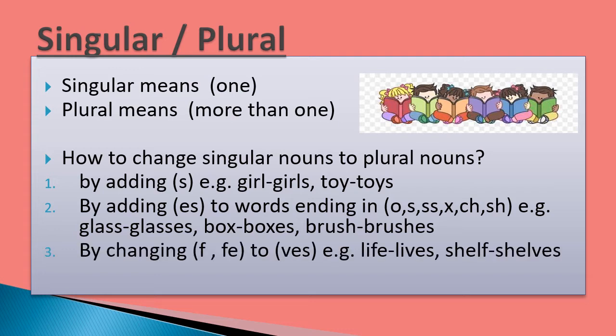Coming to the next point. The nouns which are ending in f or fe, in those nouns we use ves in the plural form. We don't use s or es, we use ves in place of f or fe. For example, life, lives, shelf, shelves, loaf, loaves. So, we are adding ves in their plural form.